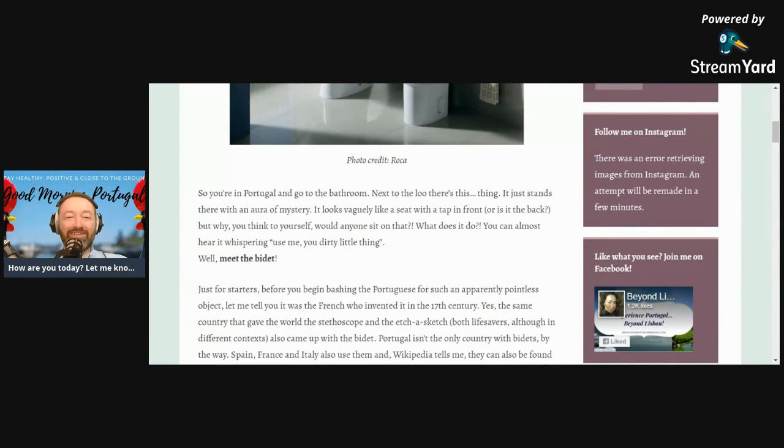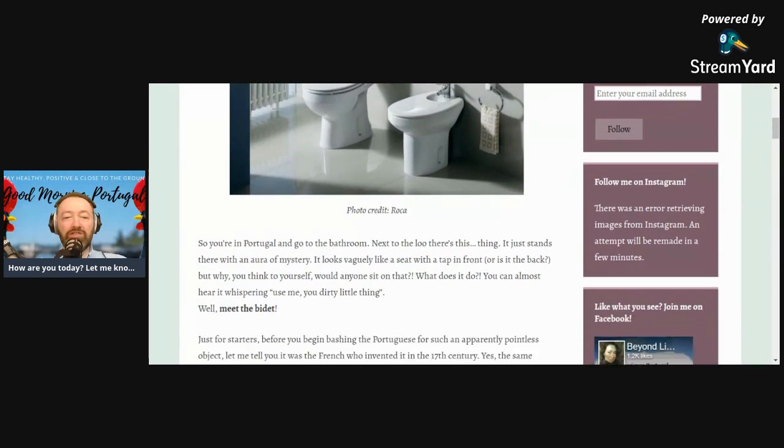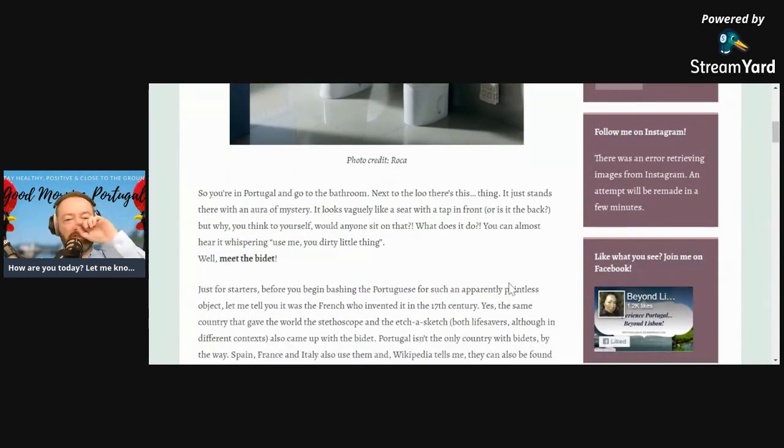We're going in. So you're in Portugal, you go to the bathroom. Next to the loo, there's this thing. Look, there's one. There's a very modern one. It just stands there with an aura of mystery. It looks vaguely like a seat with a tap in front. Or is it the back? Yes, good question. We've all thought that. But why, you think to yourself, would anyone sit on that? What does it do? You can almost hear it whispering, use me, you dirty little thing.